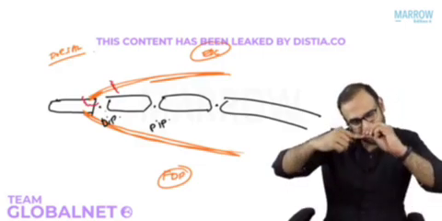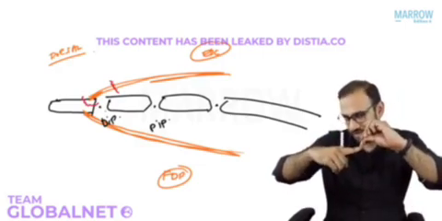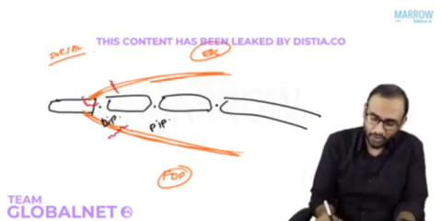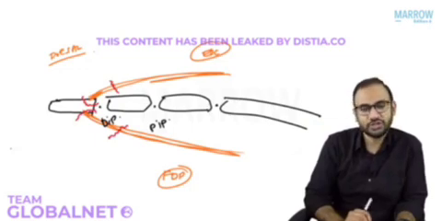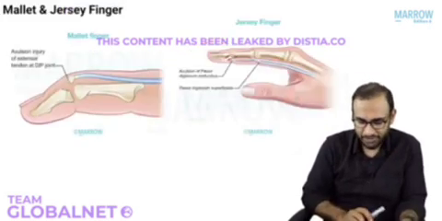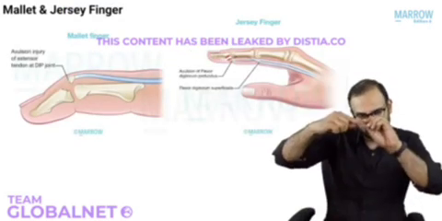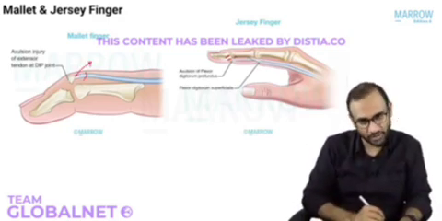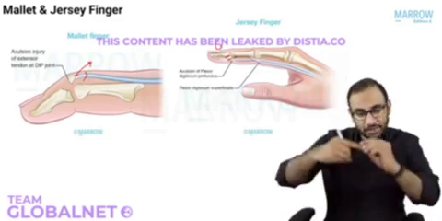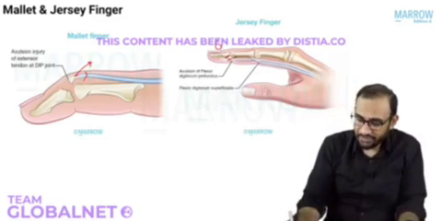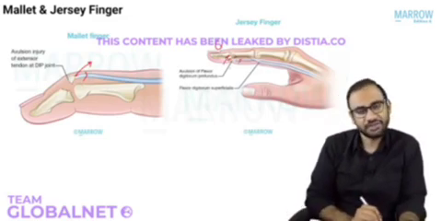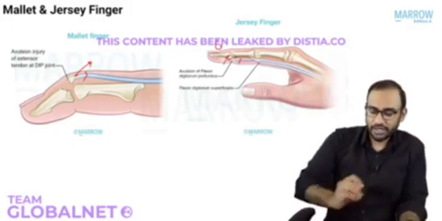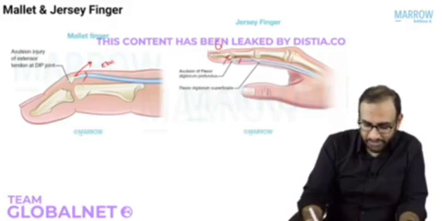Or if there is a hyperextension injury of the DIP, what will happen? Either the FDP will tear in the substance or it will get avulsed from the base of the distal phalanx on the volar side. Okay, can you appreciate this? If there is a hyperflexion injury, the EDC gets avulsed or torn in the substance. Or if there is a hyperextension injury, the FDP will get avulsed or there is a tear in the FDP substance. So whatever it may be, what is the clinical outcome? The clinical outcome of tear of EDC is mallet finger.